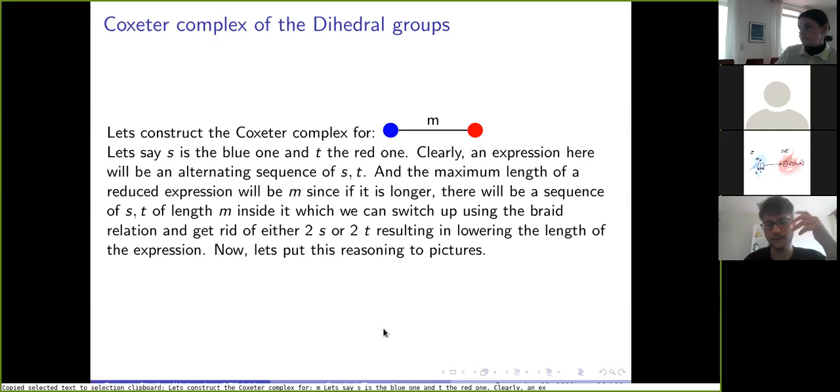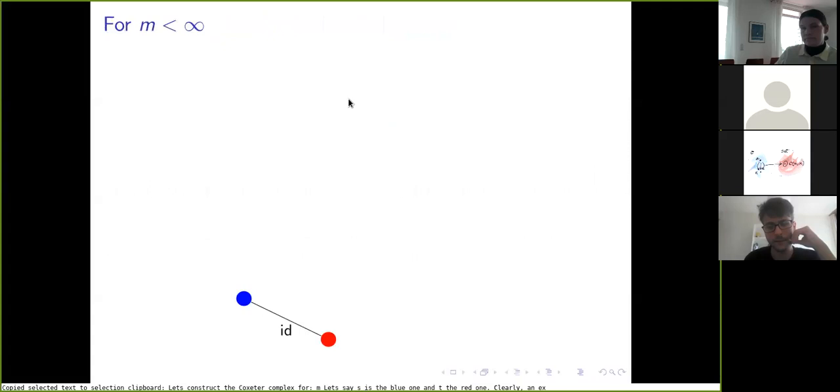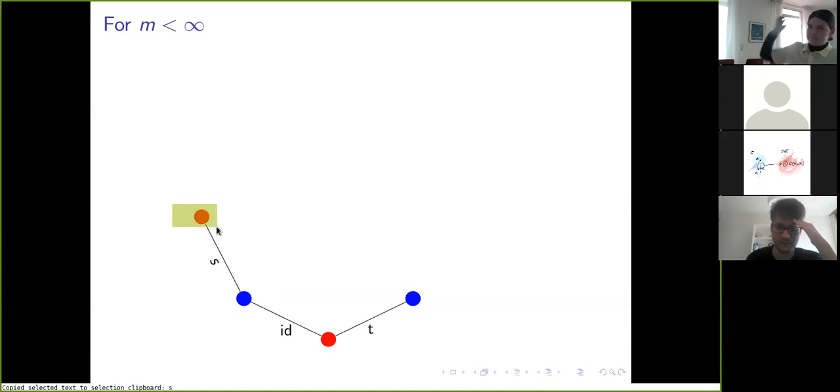Now just draw the complex, because when rank is two, it's just one simplexes, which we can draw. Let's start with the identity. For the identity, there are two faces we will glue: identity times S and identity times T. I'll keep gluing from the S side. Then for S, you glue from T. It's important that this side is red, because T corresponds to red gluing. So there's one choice, basically. You just have to glue it to ST. Then you keep doing this until you get the maximum length, which is M.